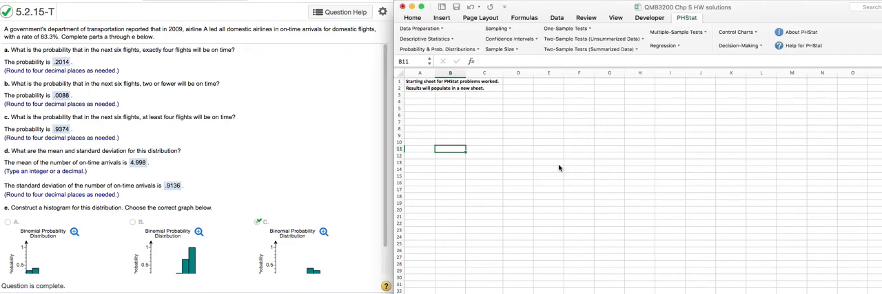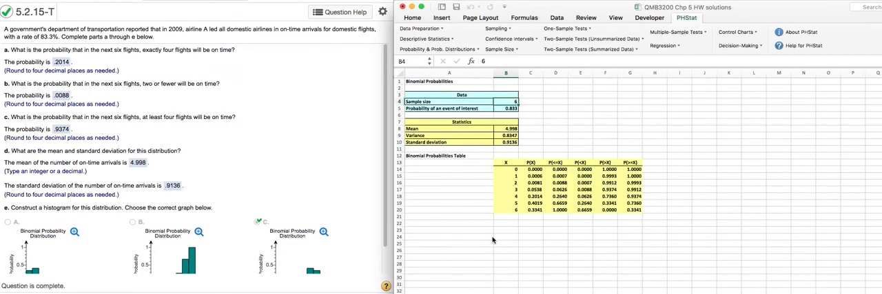So hit OK. And it's going to bring up on a brand new sheet all the different binomial probabilities in a table here. That's really handy and quick to solve the problem. So in this case, you can see the question that we had, the probability of the next 6 flights. In the next 6 flights, exactly 4 will be on time. So probability of X, so probability of 4, we go down to 4. There's our answer, 0.2014.